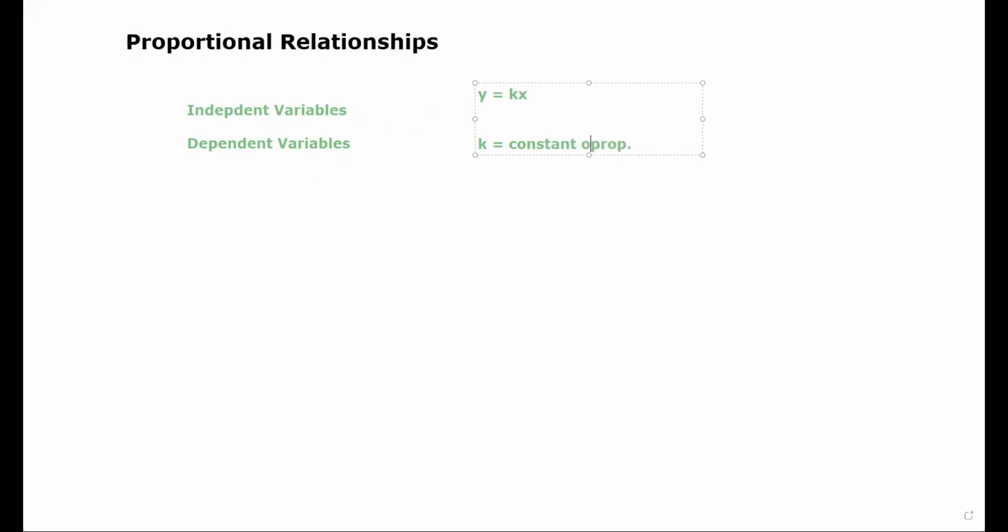I cannot spell. Okay, proportionality. There we go. So k is equivalent to the constant of proportionality. So then you have your x and y. x is the independent variable, and y is the dependent variable. And I will show you why.